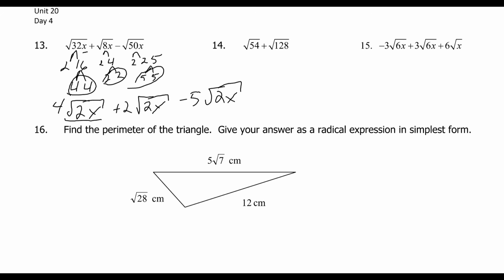Now, if you'll notice, all of my radicals are the same thing. And if you reduce it correctly, 9 times out of 10, you will wind up with the same thing under your radicals, or at least you'll have some kind of matching pair somewhere. Now, 4 plus 2 is 6. 6 minus 5 is 1. So we're left with just 1 square root of 2x. And there it is.